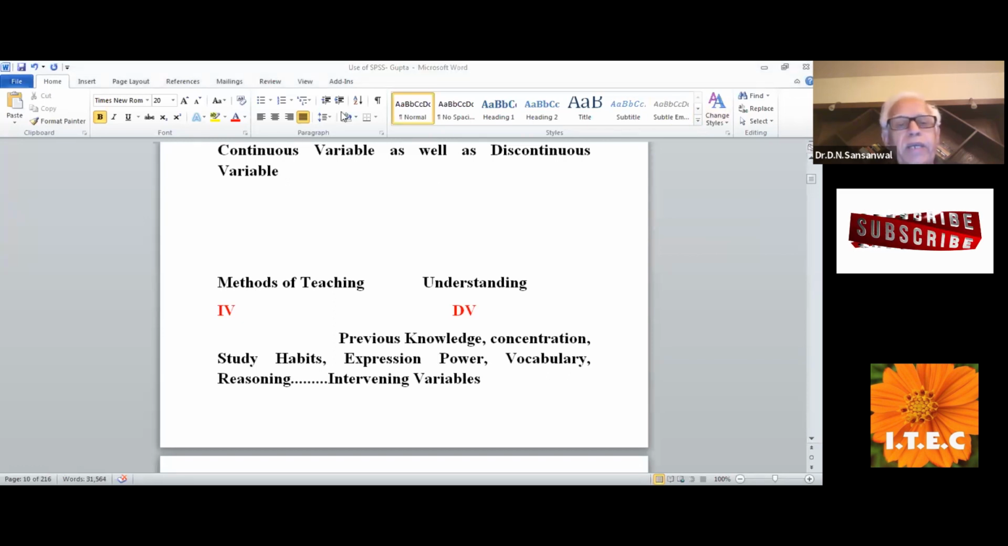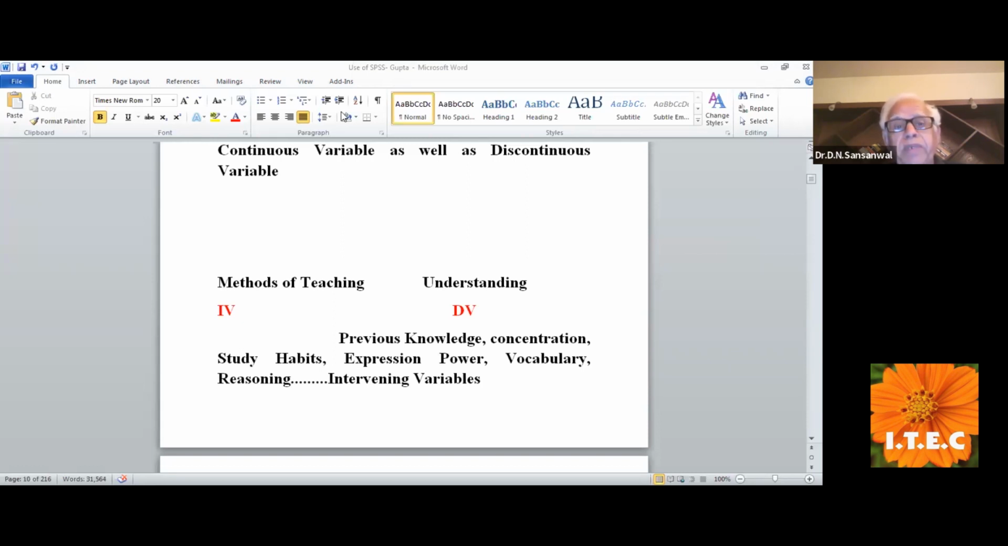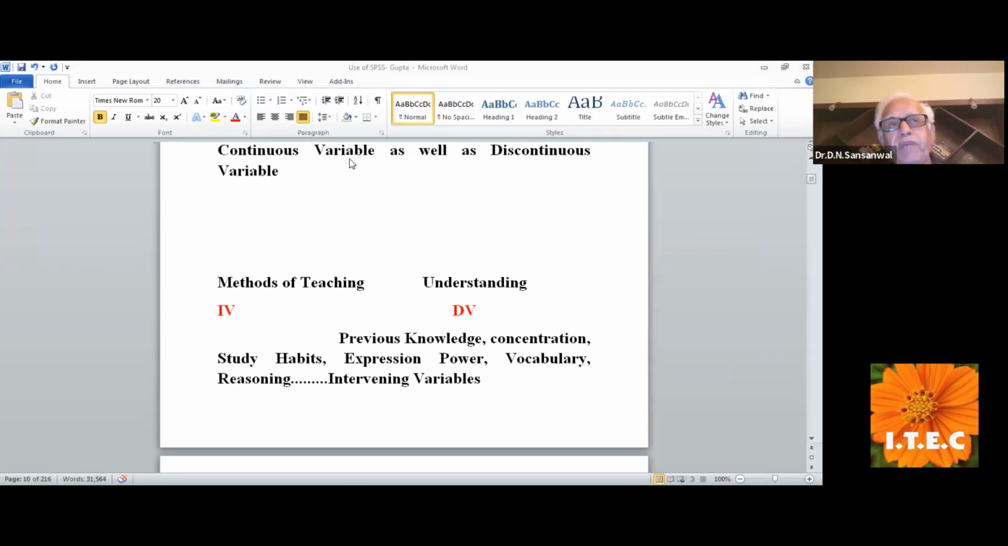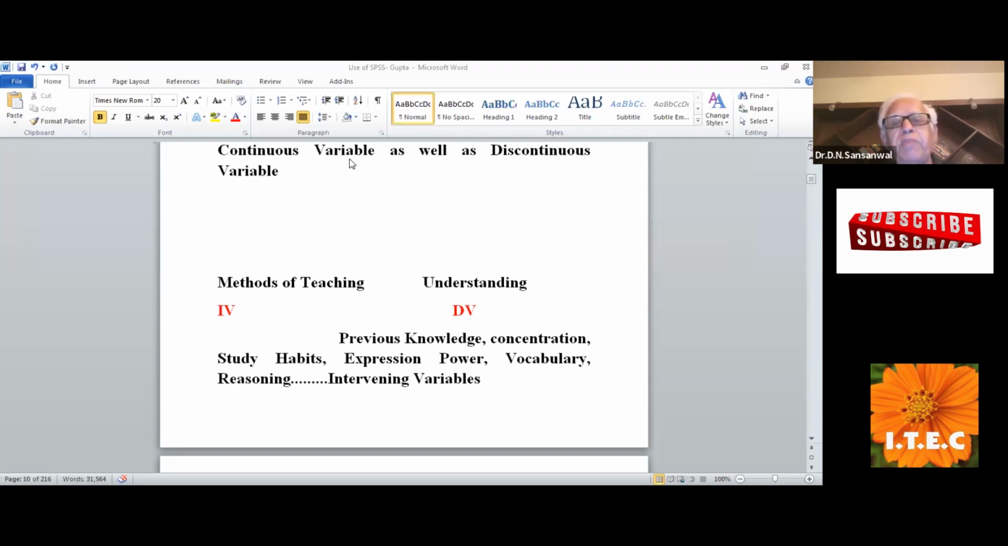No, there is no importance of concomitant, but you should know that concomitant is another type of variable. And a variable may be concomitant in one situation, and the same variable may not be concomitant. It may be intervening, as I told you yesterday.